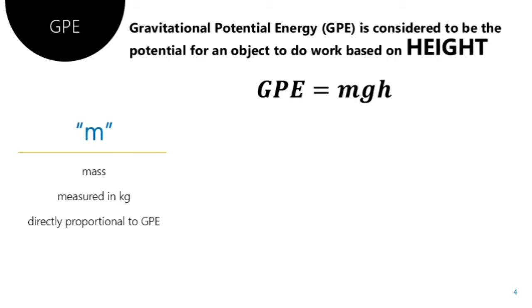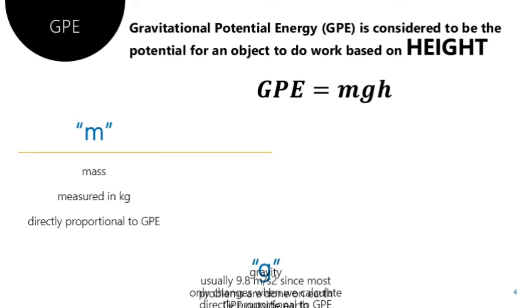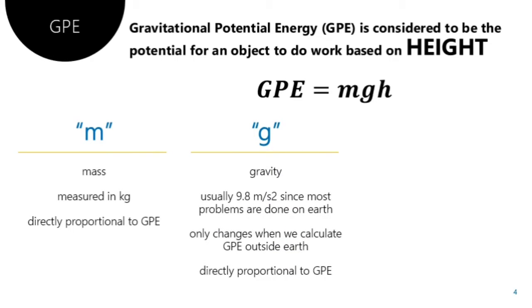m is mass, measured in kilograms, directly proportional to gravitational potential energy. g is gravity. It is a constant. It's usually 9.8 meters per second squared, since most of the problems are done on Earth. This only changes when we calculate GPE outside of Earth, and it's directly proportional to GPE if you do change it. So if I doubled gravity, then I would double gravitational potential energy. If I halved gravity, I would halve gravitational potential energy.